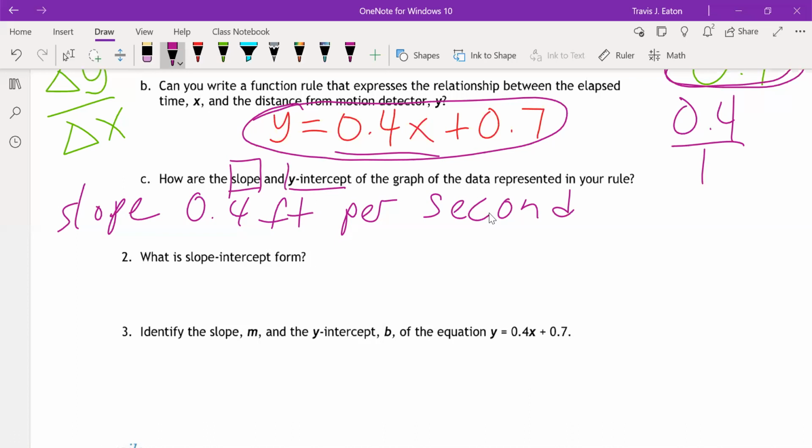And the y-intercept, what does the y-intercept mean? The distance traveled per second. Yes, Carter, thank you. Yes, the distance traveled per second is our slope. The distance per second, 0.4 feet per second. And what about the y-intercept? What does the y-intercept tell us?